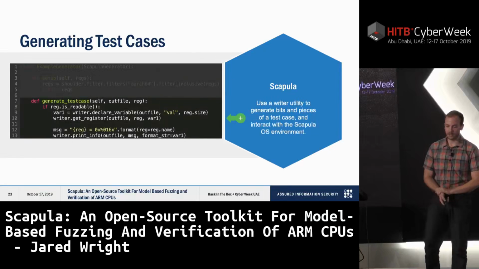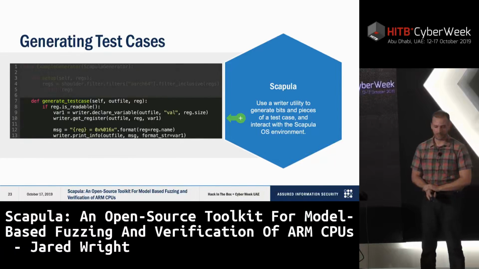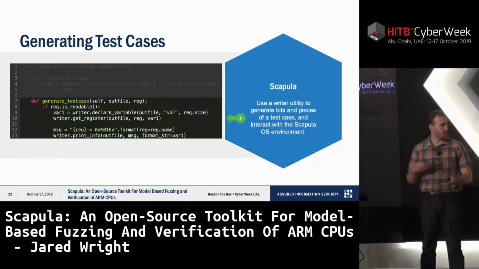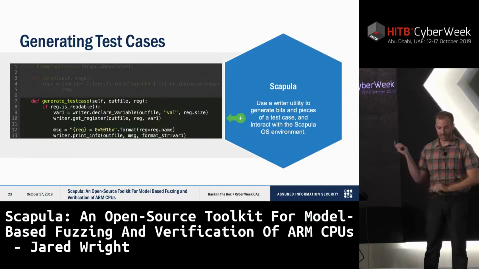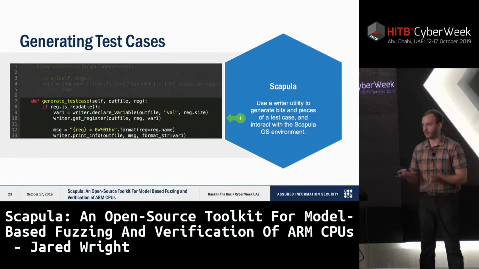The last part that you'll do: Scapula comes with a little writer utility that helps you write bits and pieces of C code that will eventually constitute a test case. If you look at this line by line, on line 8 you can check if a register is writable or readable. Then you can do things like declare variables on line 9. This will put a C variable in your program. And then you can read and write the register, line 10 up here. You can also print information that you're interested in out to a serial port.